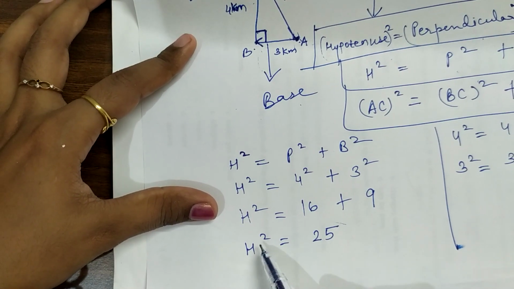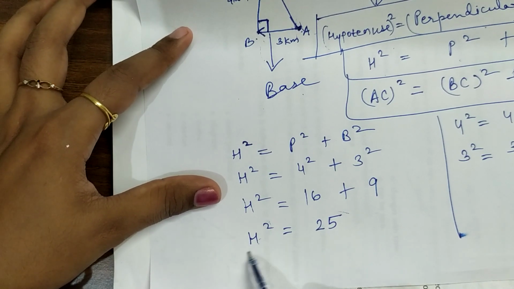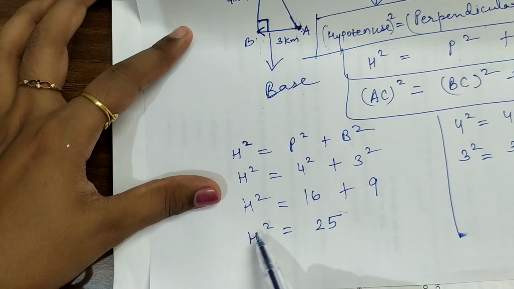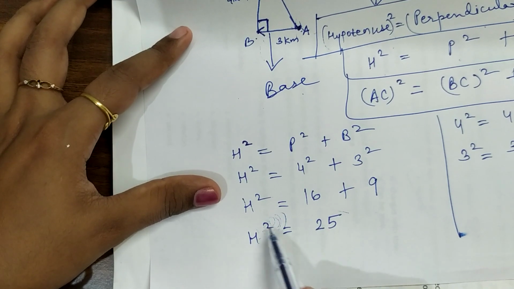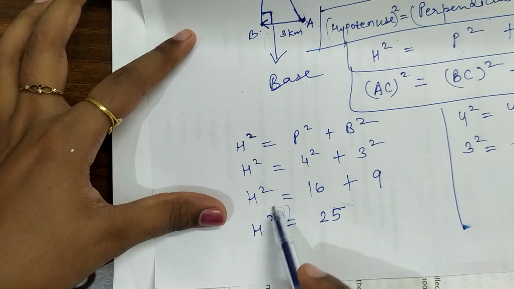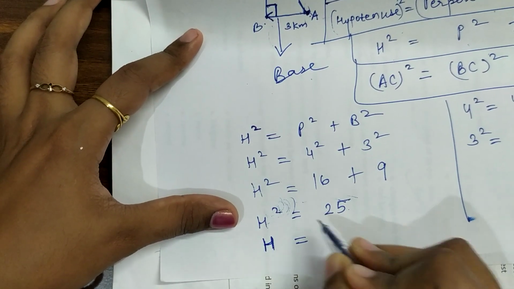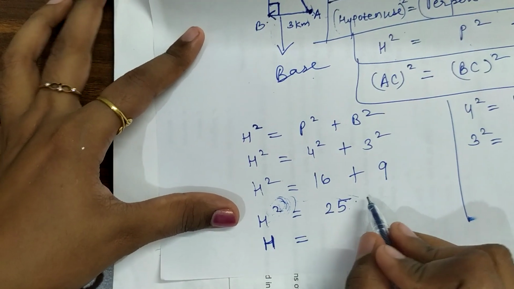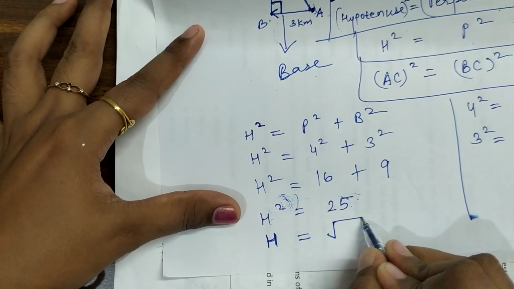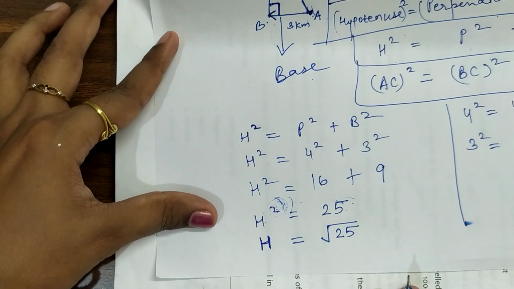But my dear children, this 25 is not your answer. Here 25 is the value of h square, and you have to make this h only. You have to remove this square. So we will move this square to the right side, and whenever this square moves to the right side, it forms an under root. So h is equal to under root 25, or you can say square root 25.